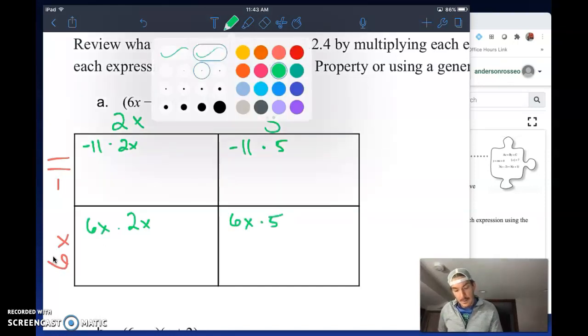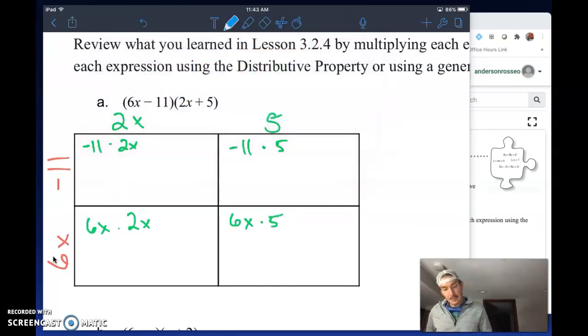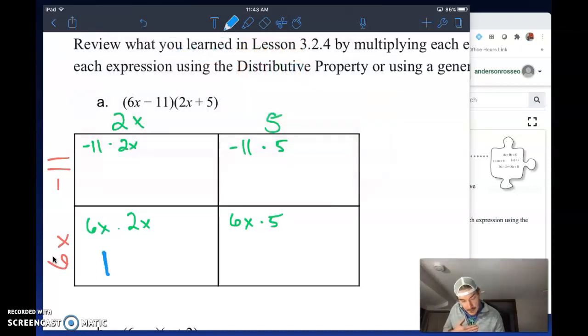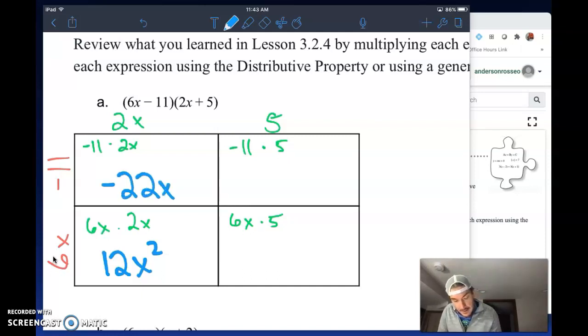As we write these products, I'm going to do it in an alternate color and larger so it stands out. 6x times 2x makes 12x squared. If you're struggling with where that comes from, you might need to go back and review some of that multiplication and properties of exponents. Negative 11 times 2x makes negative 22x. Then negative 11 times 5 makes negative 55. And one more, 6x times 5 makes 30x.